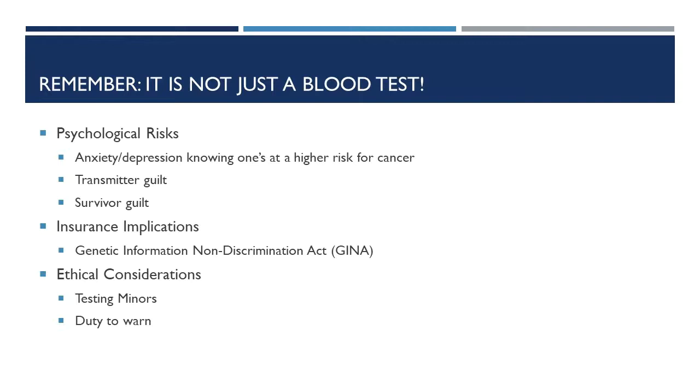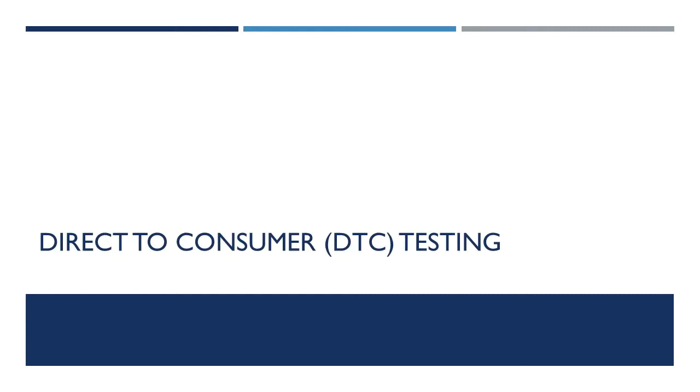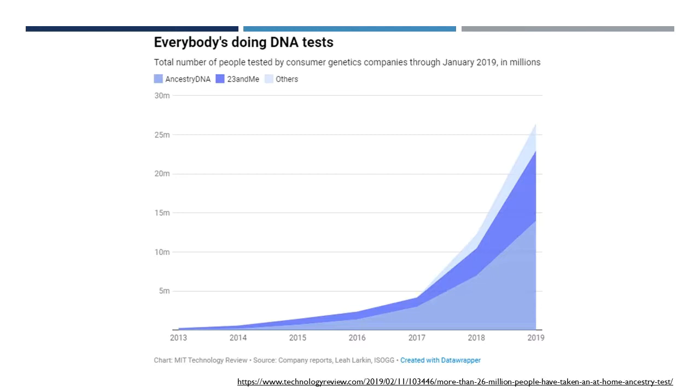Direct-to-consumer means tests marketed to, sold to, and ordered by consumers without any healthcare provider involvement. Questions regarding direct-to-consumer testing have grown in popularity with the products. According to the MIT Technology Review, by the start of 2019, over 26 million individuals have undergone testing with the four largest direct-to-consumer genetic testing companies.